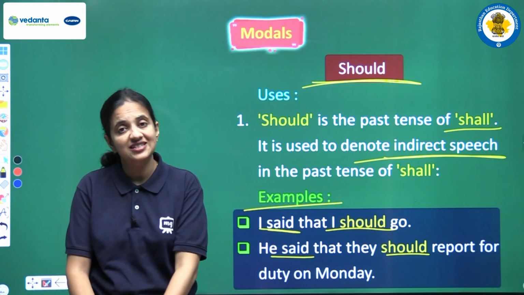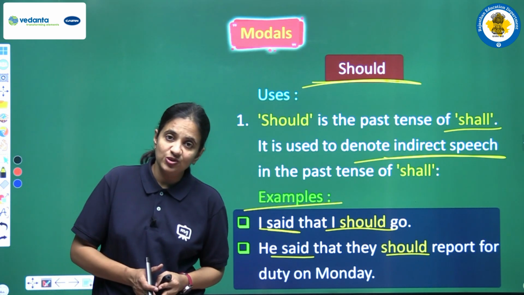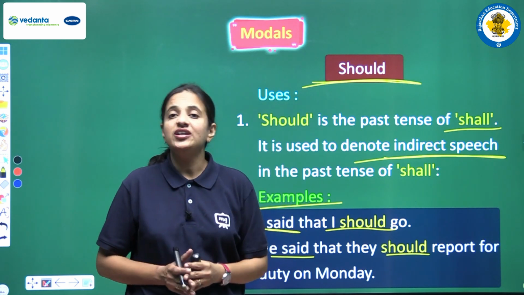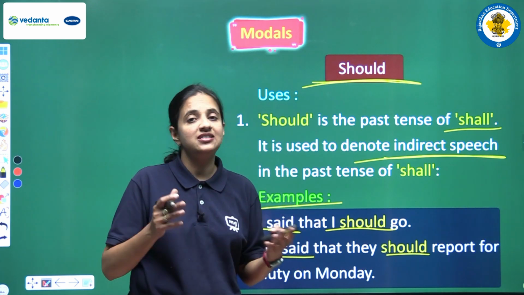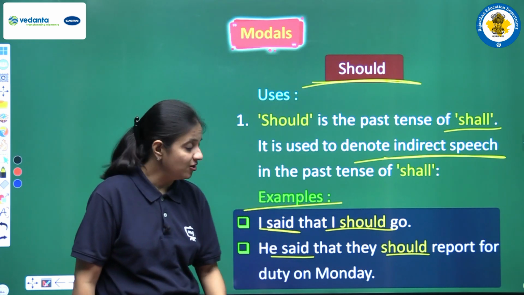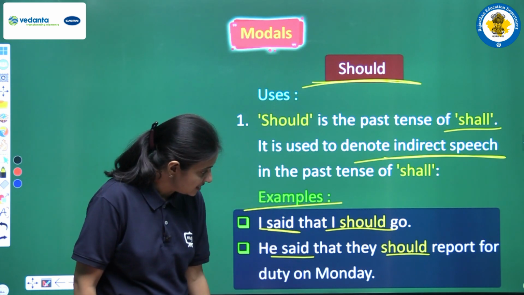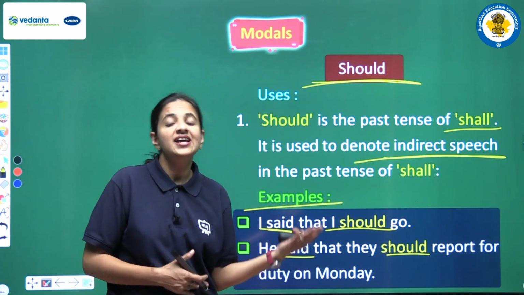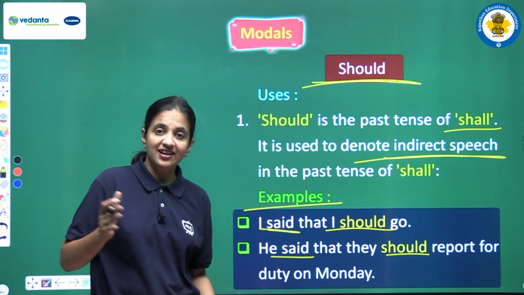So again I am repeating this thing, that we will continue this topic when we read indirect speech. At that time we will study all these things in much more detail, but for right now just notice and observe that should is the past form of shall and it is used in indirect speech.